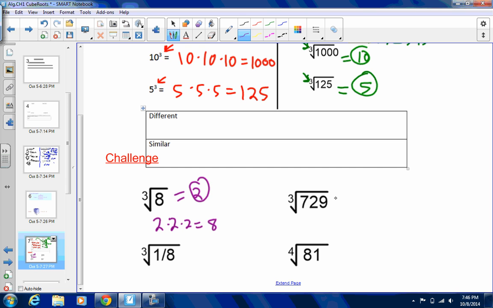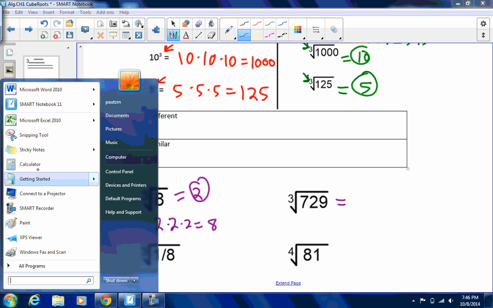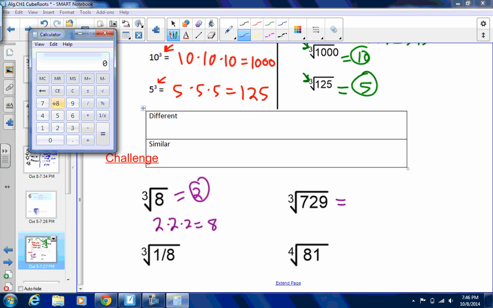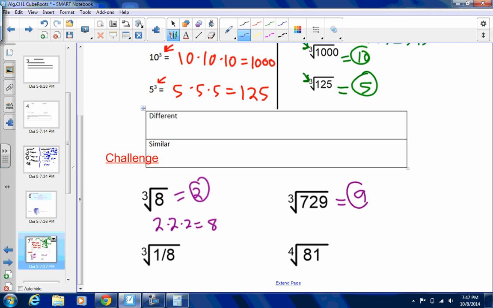All right, this one, let's just take a guess. Maybe 8 times 8 times 8. Let's pull out our calculator here and go 8 times 8 times 8. 512, not quite. Let's try again. We'll go 9 times 9 times 9, and you get 729. So 9 is our answer. Lucky number 9. 9 times 9 times 9 equals 729.